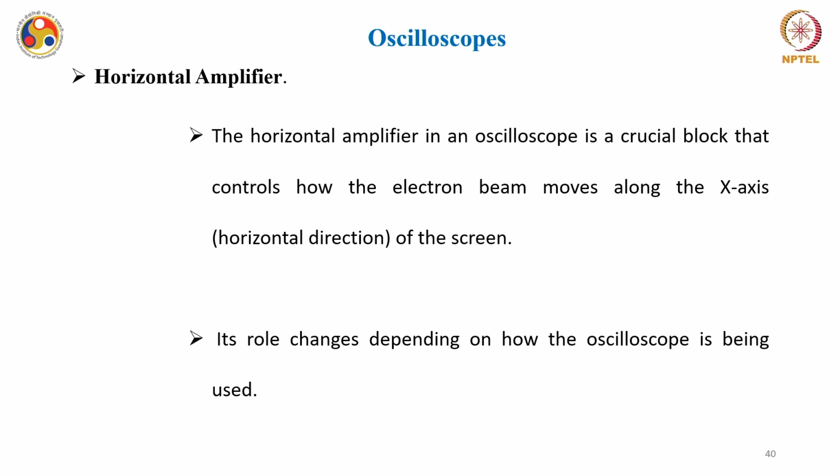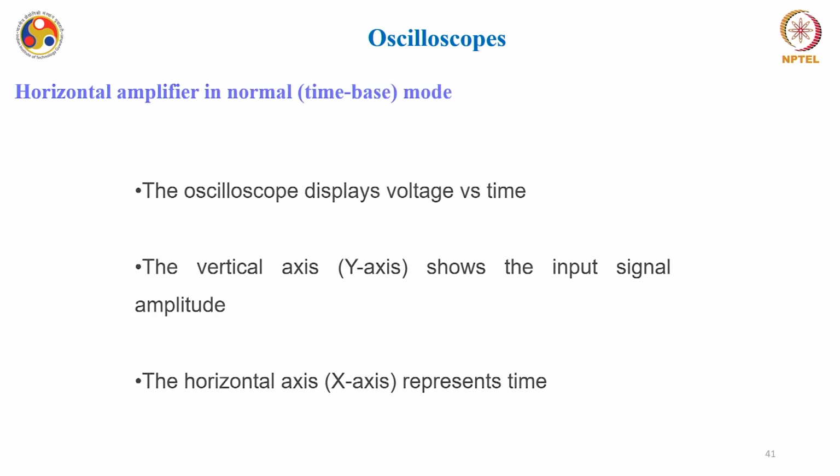The horizontal amplifier in an oscilloscope is a crucial block that controls how the electron beam moves along the x-axis, or the horizontal direction of the screen, okay. Its role changes depending on how the oscilloscope is being used. It is being used in the normal mode or it is being used in the XY mode, okay.